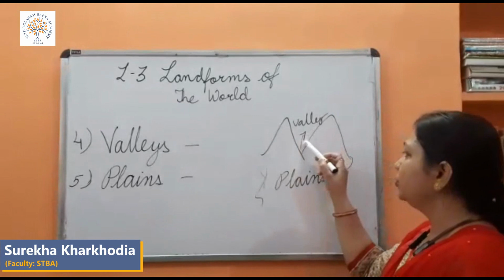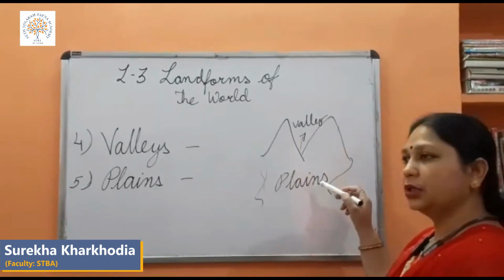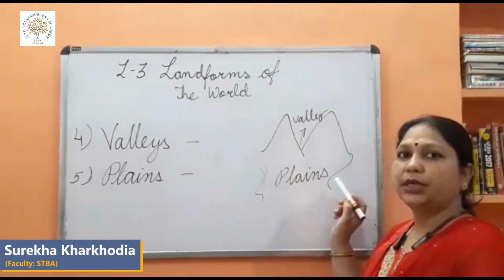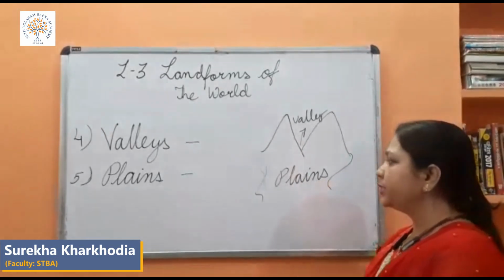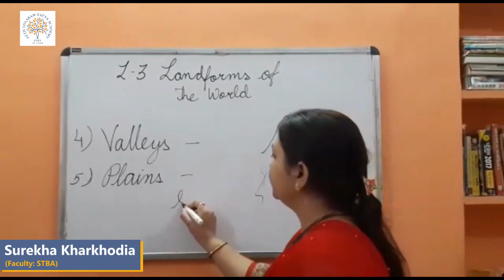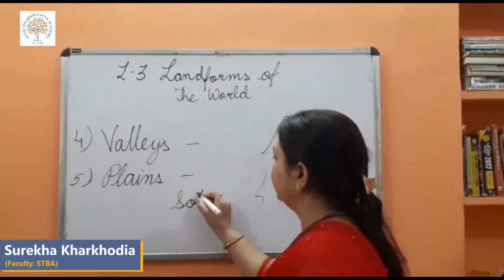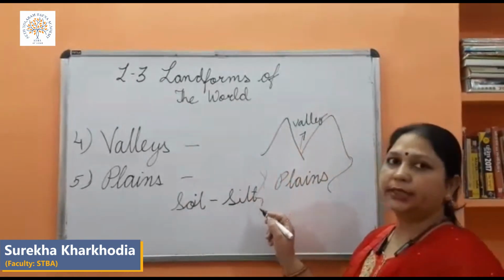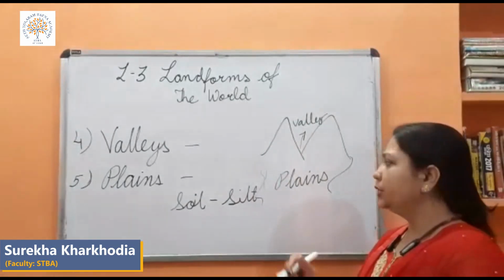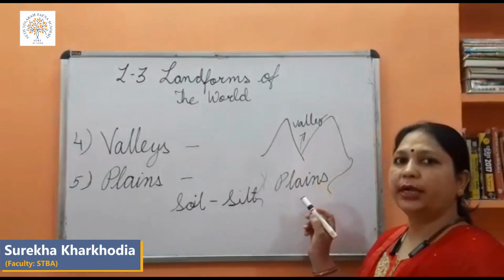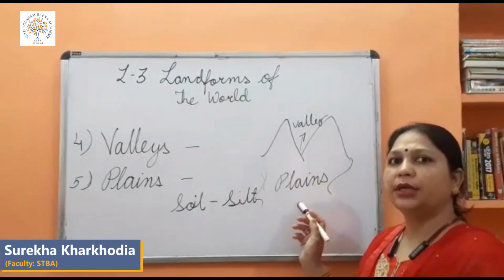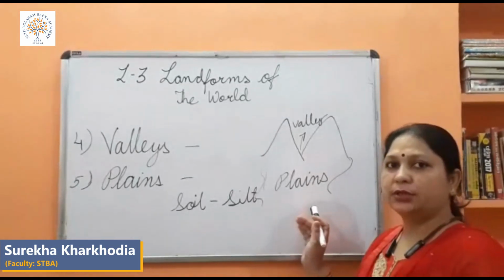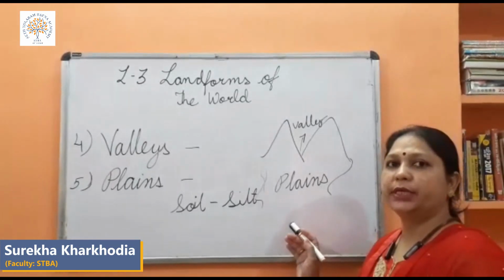As the river flows through the valley and comes into the plains, it brings fine soil called silt. Silt is a fine soil which is carried in water and it accumulates at the ground level in the plains. So plains are more fertile.